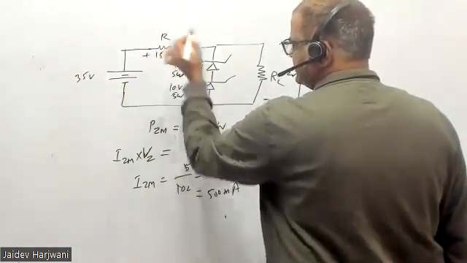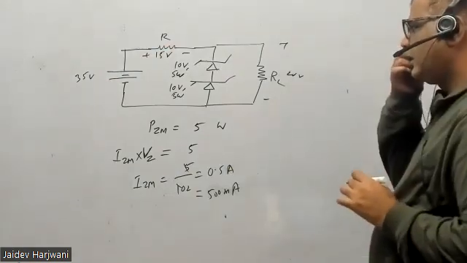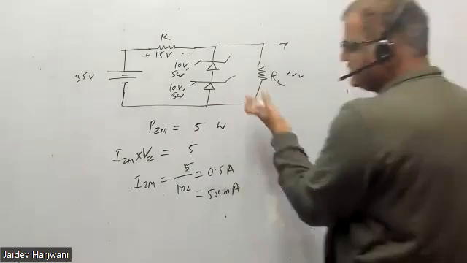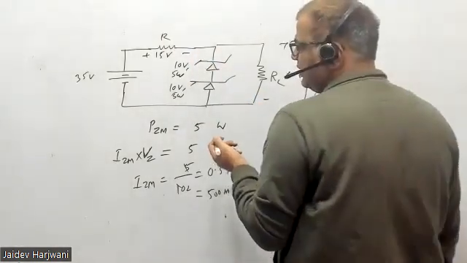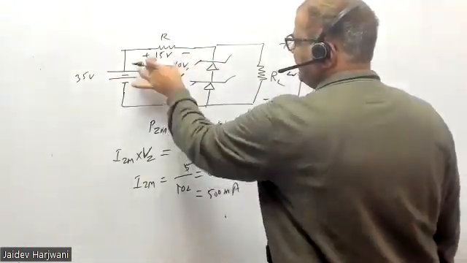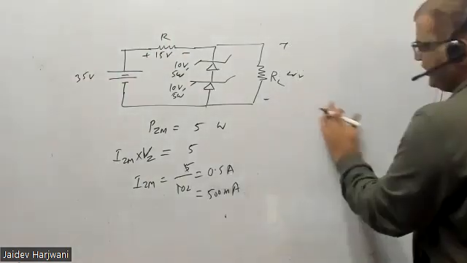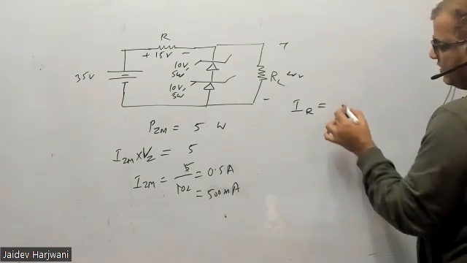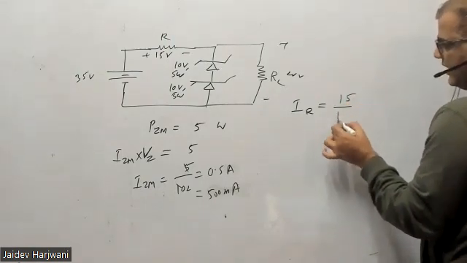If these diodes are on, so you're assuming this is on, then only you can calculate this one. Okay, so the remaining 35 minus 20, 15 will come here. So we can find a current IR. So IR will be what? 15 volt divided by R.